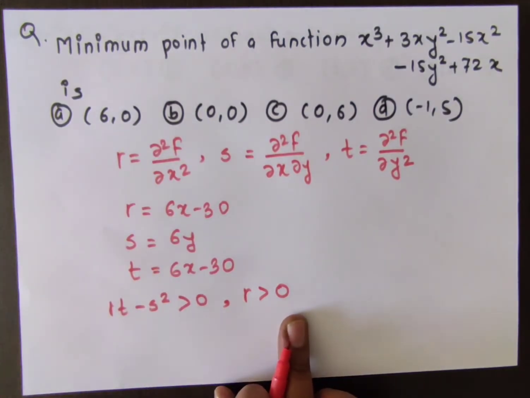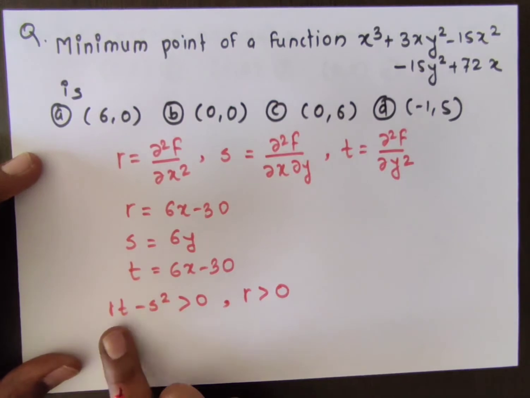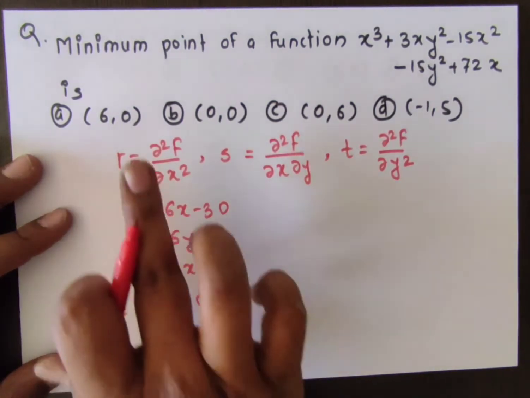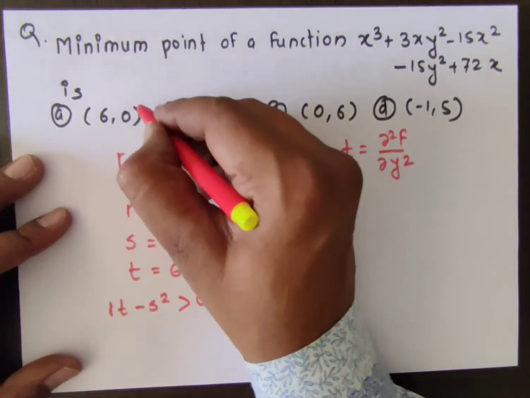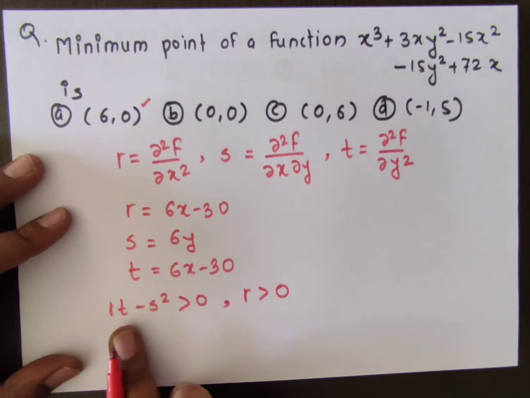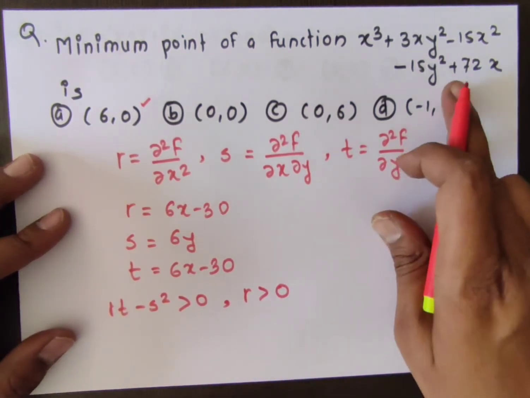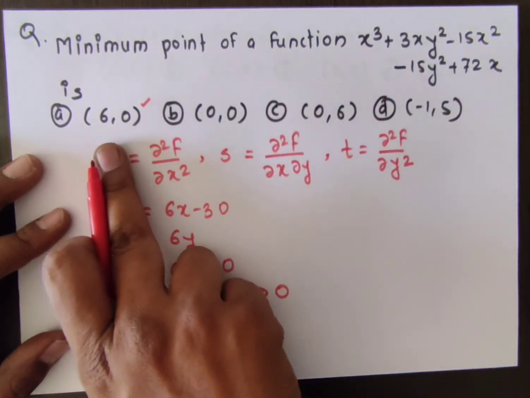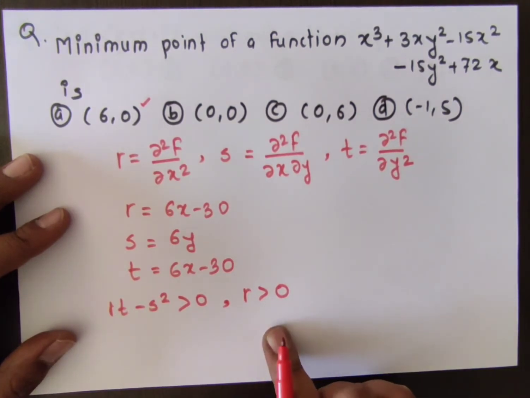Now for the above 4 point, we need to check these three values: rt minus s square positive and r is positive, then only we can find the value of minimum point. So when we solve this, at (6, 0), we get rt minus s square positive and r is positive. Therefore, for this particular function, the minimum point is (6, 0). So hope you understand this particular example. Now let's go for the next example.